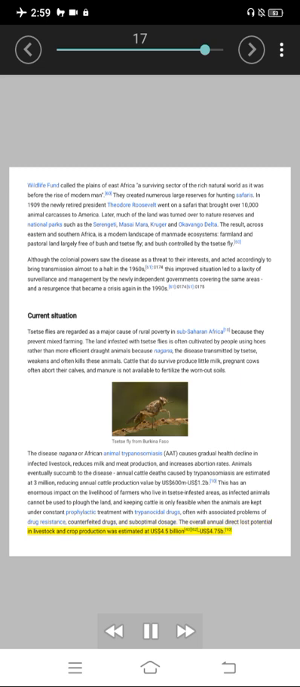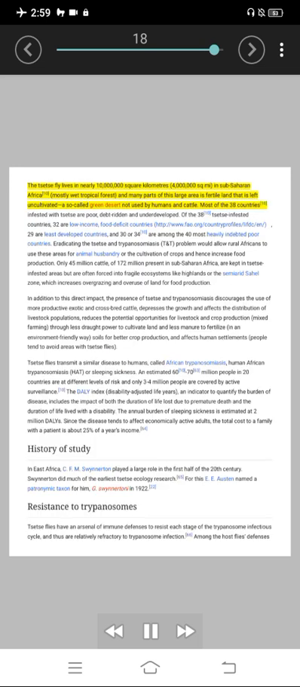The tsetse fly lives in nearly 10 million square kilometers, 4 million square miles, in sub-Saharan Africa, mostly wet tropical forest, and many parts of this large area is fertile land that is left uncultivated, a so-called green desert not used by humans and cattle.